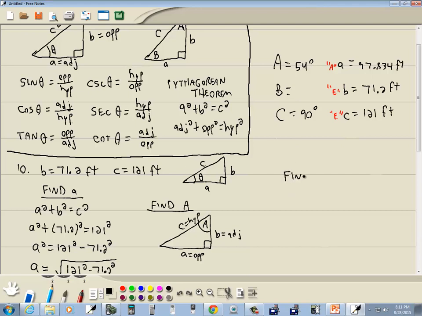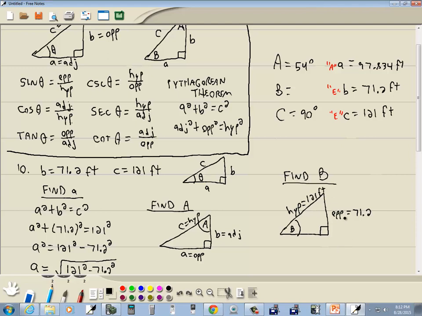Now we need to find angle B. And I could do the same setup here. If this side is B here, then angle B will be over here. So that's what we're trying to find. Now they're telling us in this problem B is equal to 71.2. B is this side here, which in terms of this angle is the opposite side. So the opposite side is going to equal 71.2. Hypotenuse never changes. It's always the side that's opposite your 90 degrees. So hypotenuse is 121 feet.